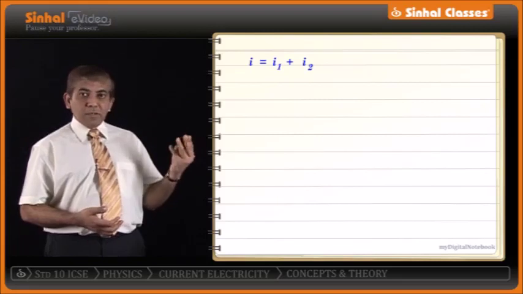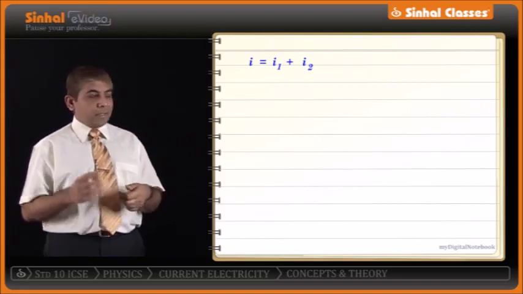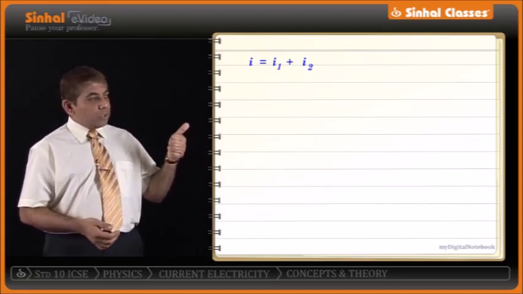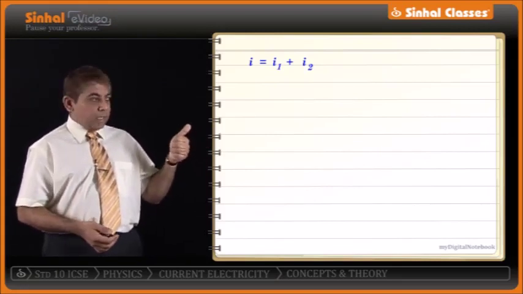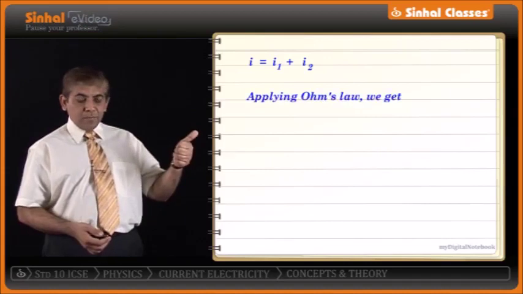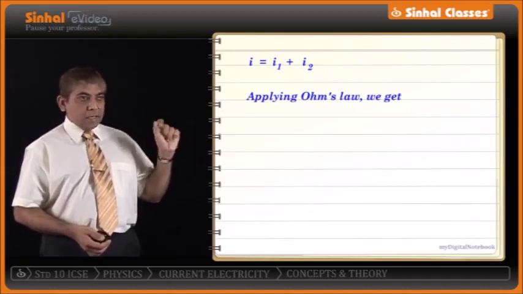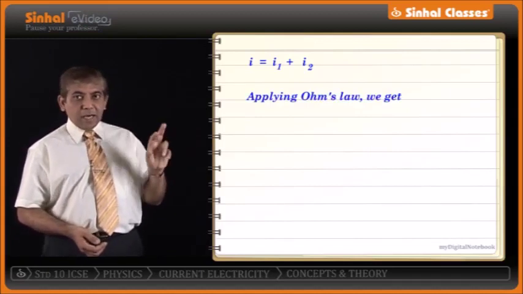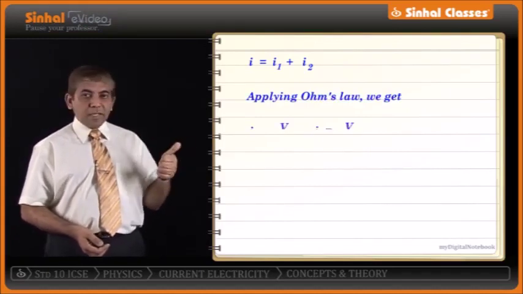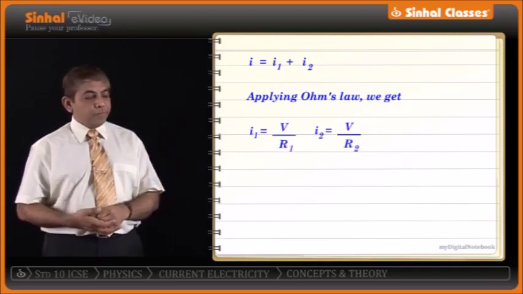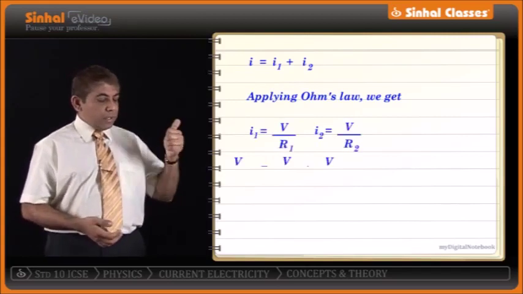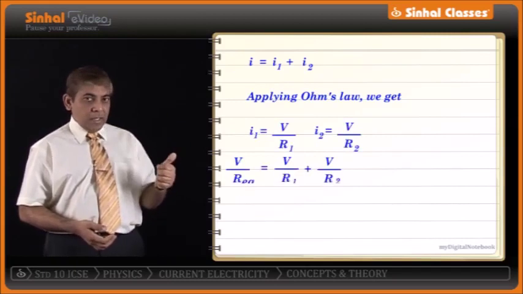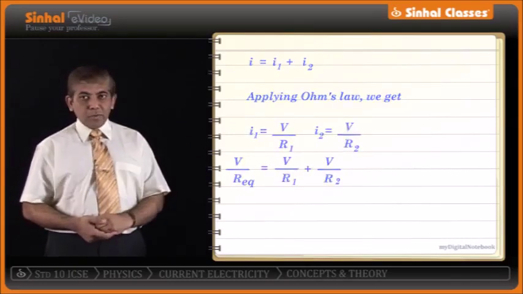In order to get the third conclusion, which law are we going to use? Yes, it is the Ohm's law that always comes to your rescue. So if we apply Ohm's law over here, we get I is equal to I1 plus I2. So instead of I, I can write V upon R. Instead of I1, I can write V upon R1. And instead of I2, I can write V upon R2. So I get the relation as V upon R is equal to V upon R1 plus V upon R2.